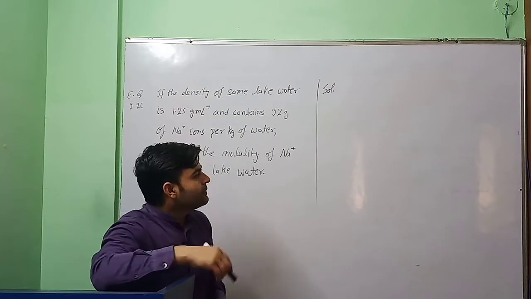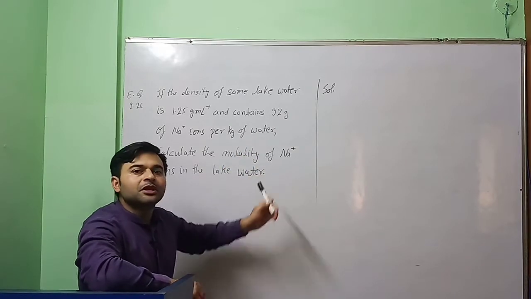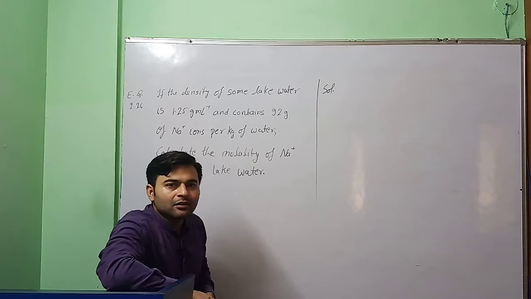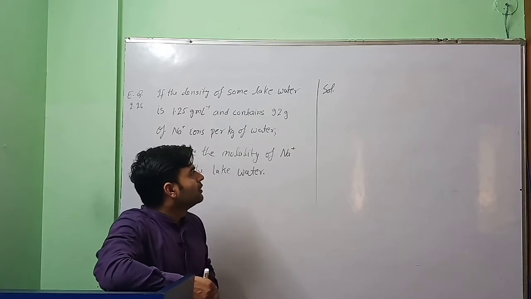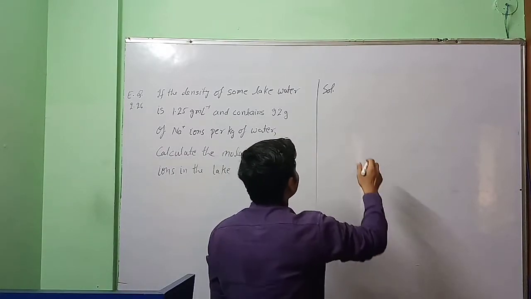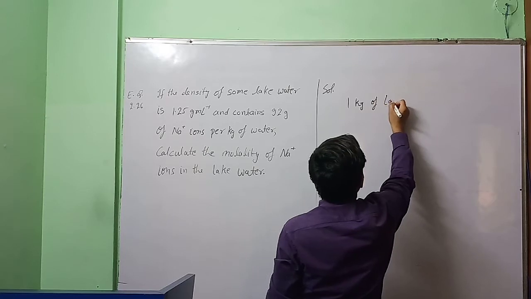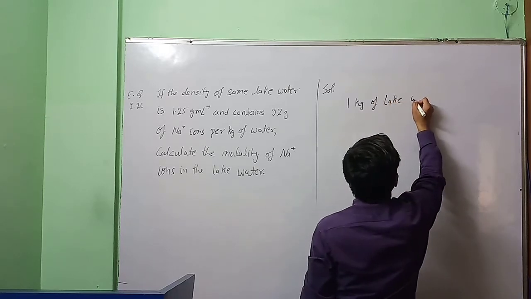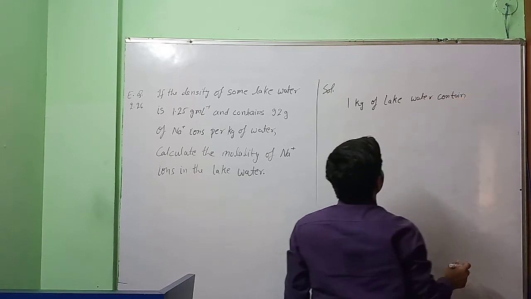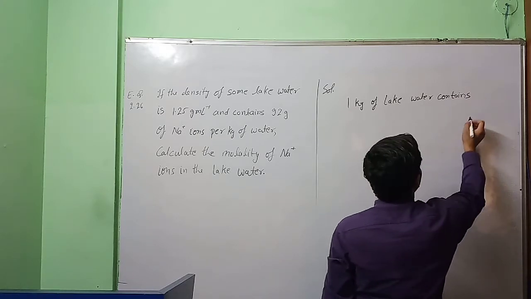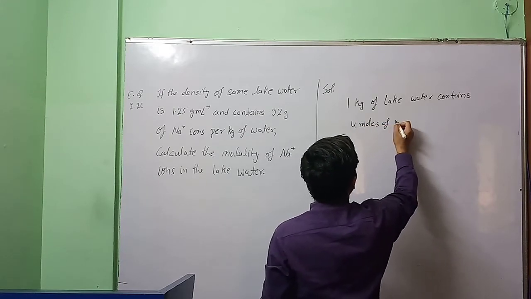Now one may argue that lake water cannot contain only sodium positive ions, so there must be some anion, and if we take a general case that the lake water is containing sodium chloride, in that case we will get 1 kilogram of lake water contains 4 moles of NaCl.